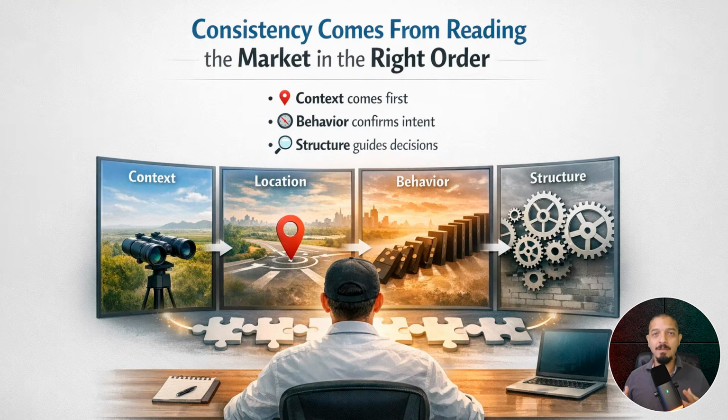When these concepts are viewed in isolation, the market feels complex and unpredictable. But when context, location, behavior, and structure are understood as part of a single process, price action becomes clearer and easier to manage. This is how consistency is built, not by predicting every move, but by reading the market in the right order.